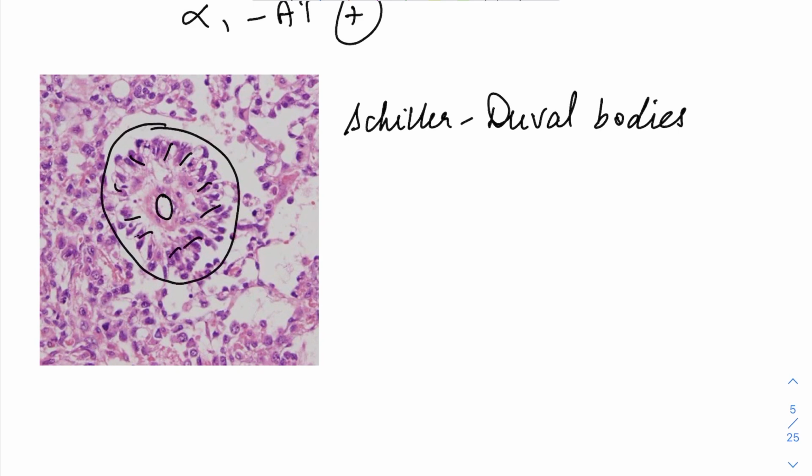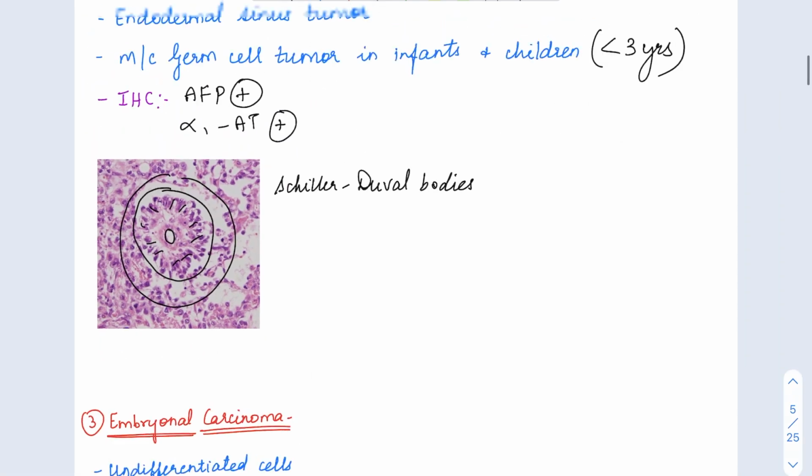Then there will be a clear space surrounding the first layer of tumor cells. Then again there is going to be a second layer of tumor cells. So this classical appearance is characteristic of a yolk sac tumor, though not present in all yolk sac tumors, but when you see these Schiller-Duval bodies, you can definitely call it a yolk sac tumor.